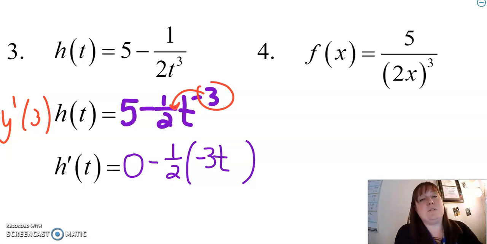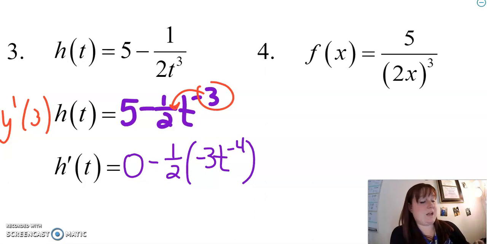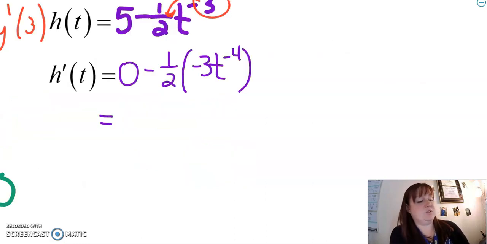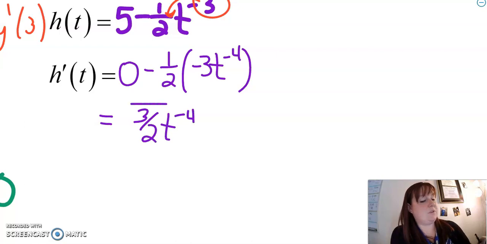Now I take negative 3 minus 1. So this is tricky. It's negative 4 because negative 3 minus 1 is actually negative 4. So pay attention when we have those negative exponents because it's tricky. People always think it's negative 2. It's not. Okay, so then we have negative 1/2 times negative 3, so that's 3/2 t to the negative 4. So that's our final answer on that one.